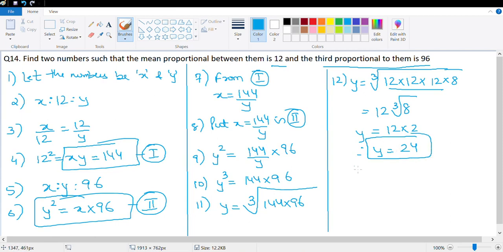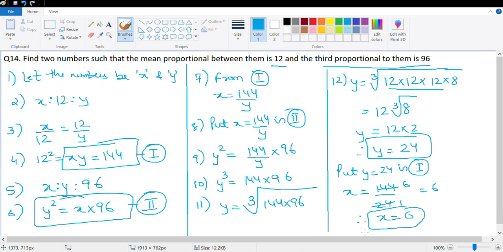Let's put it in the first equation. So put y is equal to 24 in 1 and we get x is equal to 144 upon 24, which is 6. Therefore, x is equal to 6. So the two numbers are 6 and 24. Perfect. Let's look at the next one.